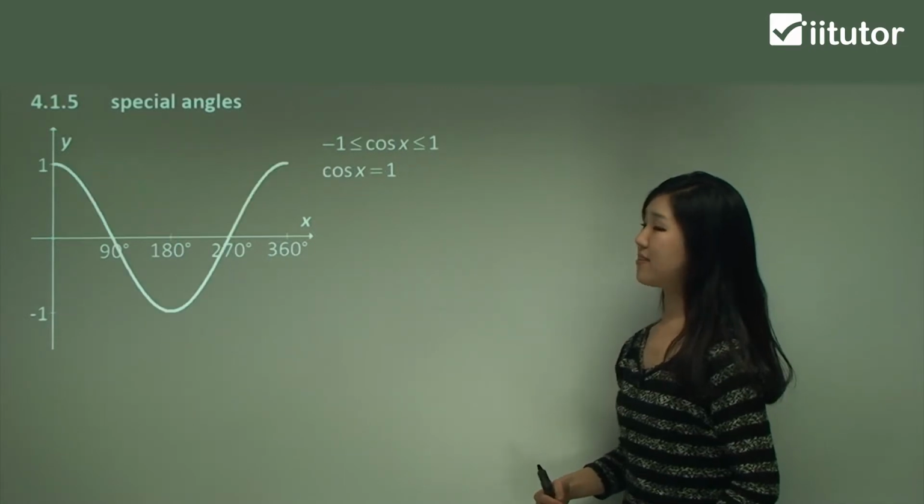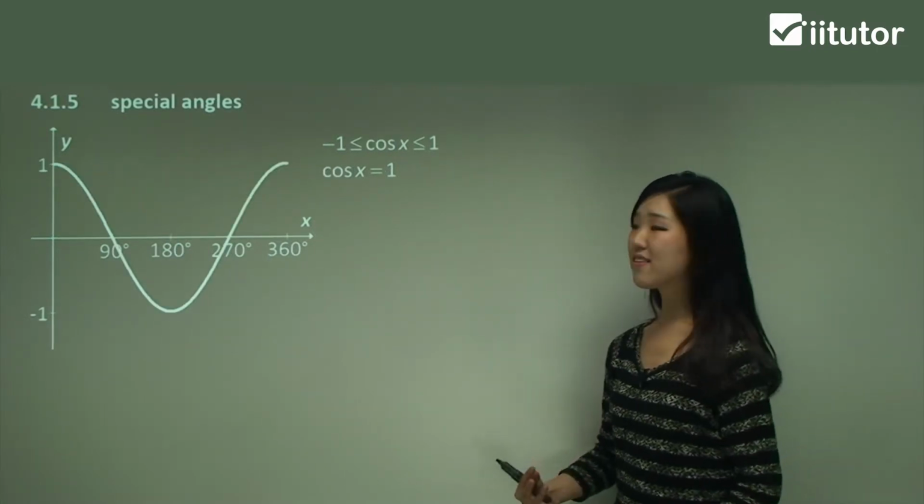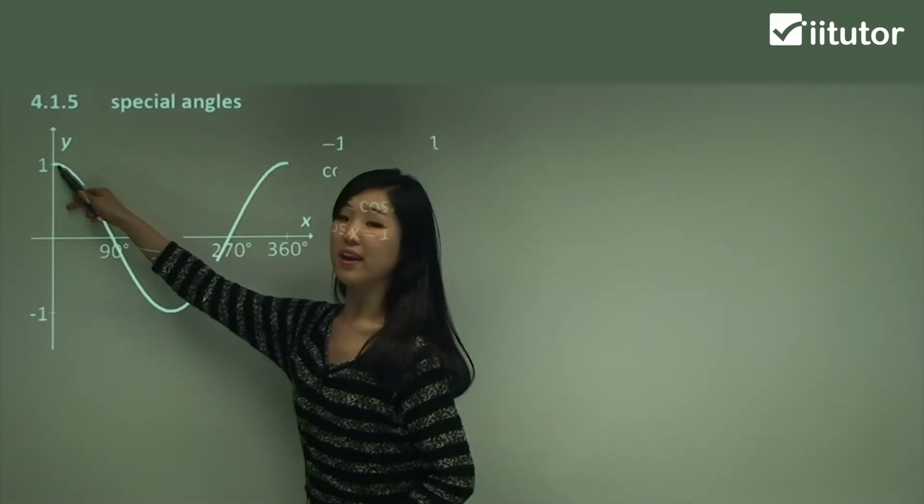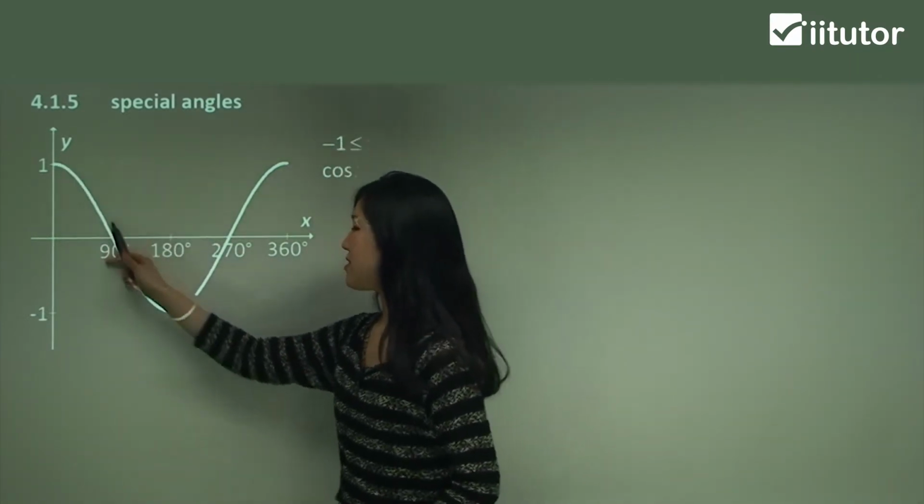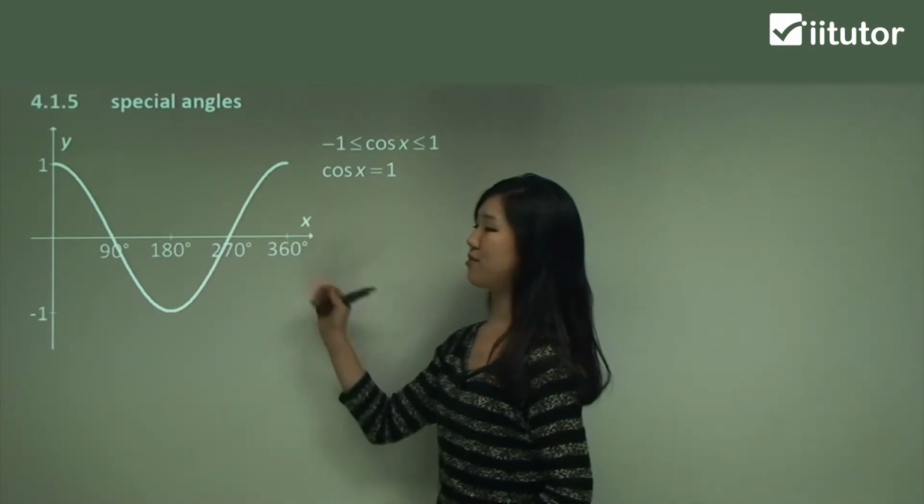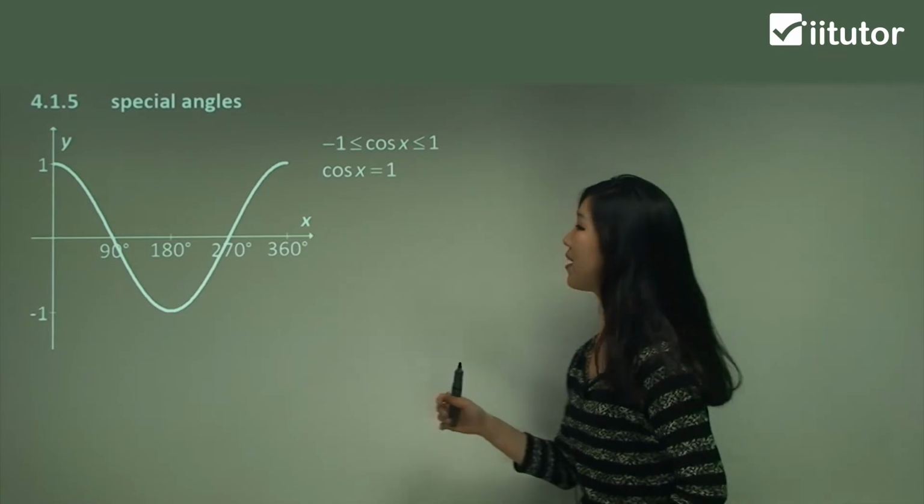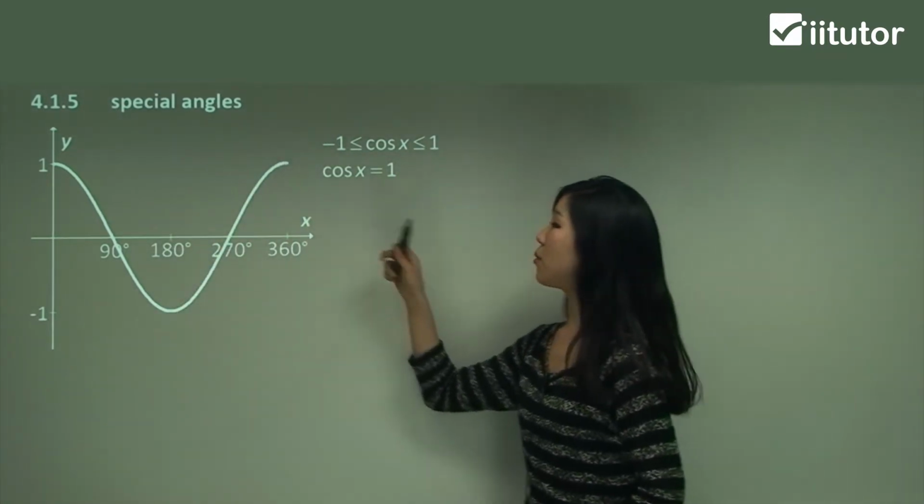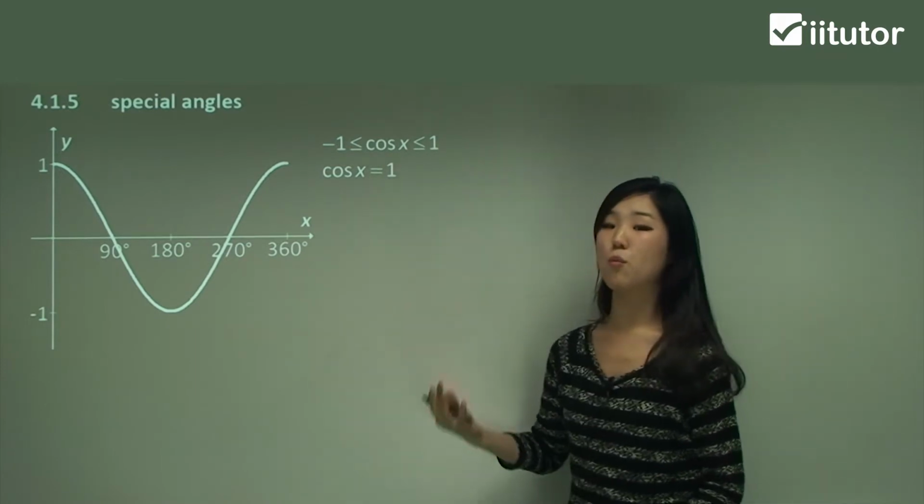Now, I'm going to consider cos x. Cos x looks kind of similar to sine, but basically cos starts from 1, from up there. So it goes down, up, and it goes on and on and on. But we're only going to consider up to 360 for this one. So we know that cos is between -1 and 1. We want to know when cos x equals 1.